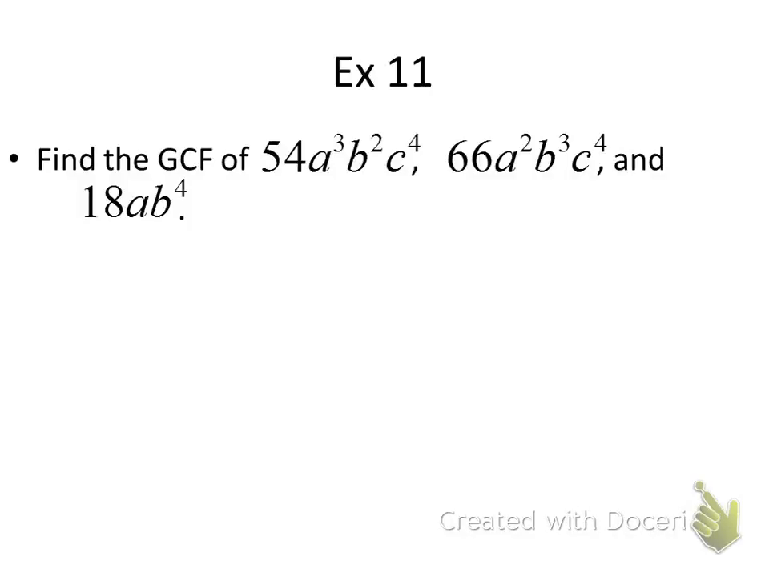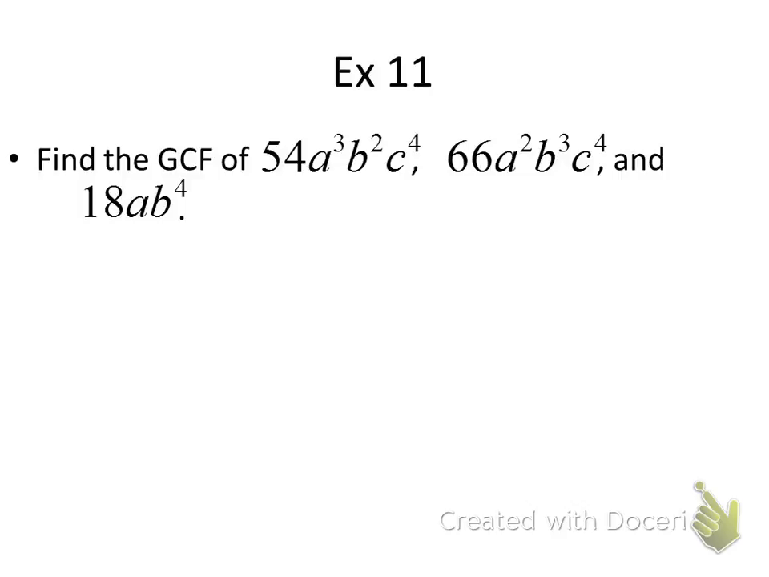So yesterday we started taking notes on greatest common factors. We got all the way to example 11, which is going to be our last example. Of course, I'm going to make the last example the most difficult, but you guys have all the tools you need to know in order to answer this. So we're going to find the greatest common factor for 3 numbers.